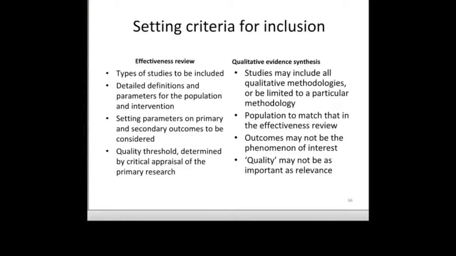It's best that the population that you research matches somehow that of the effectiveness review, although you can include broader or other populations as well if you like. Outcomes are not really the phenomenon of interest here. We describe our outcome mainly in terms of experiences. And quality is not as important as relevance in qualitative reviews.